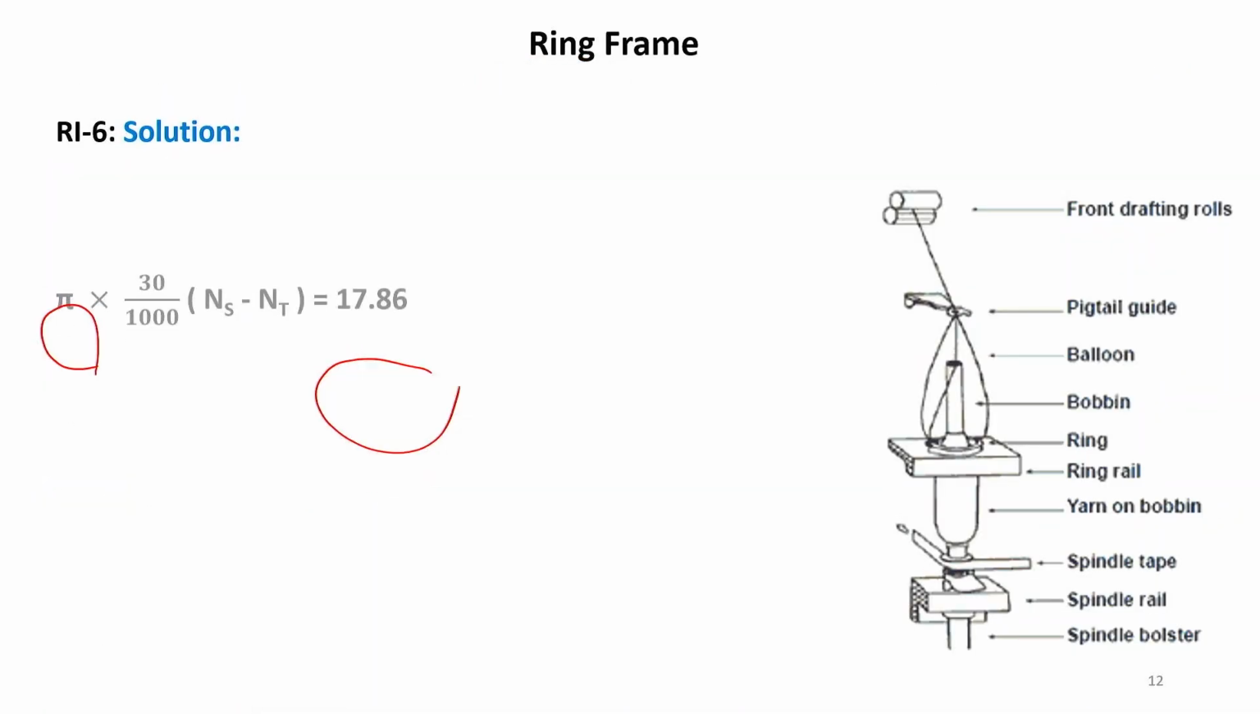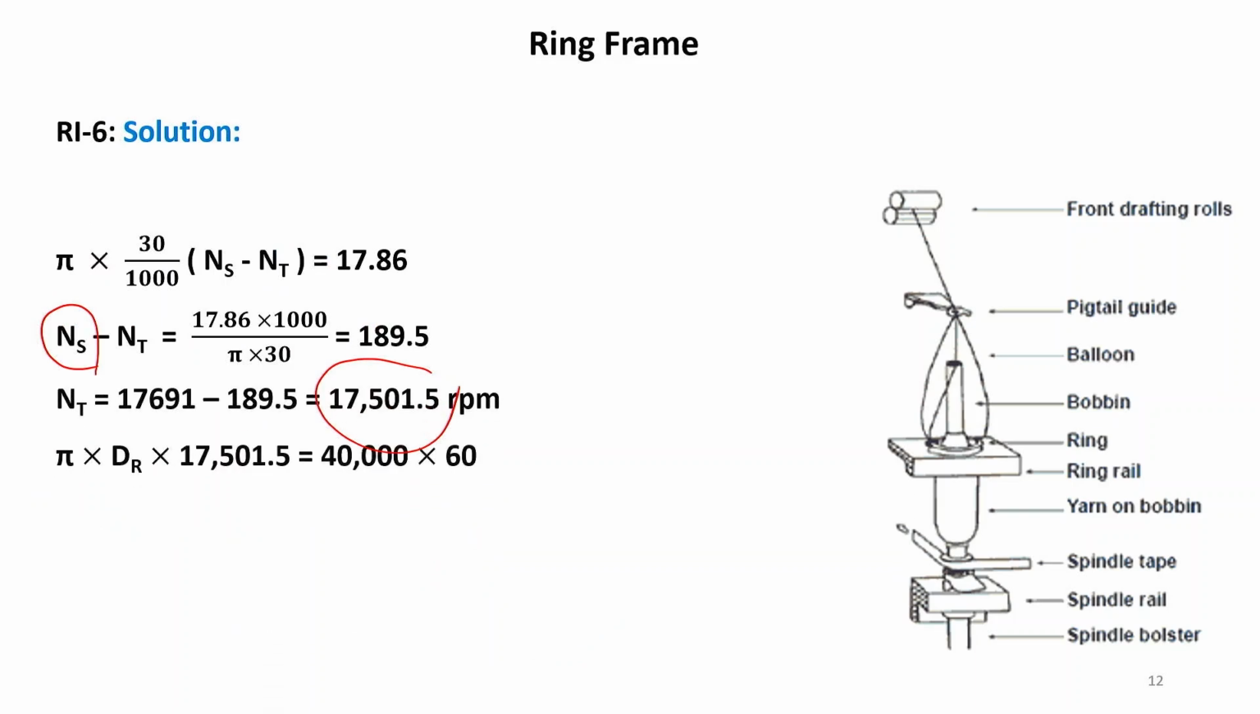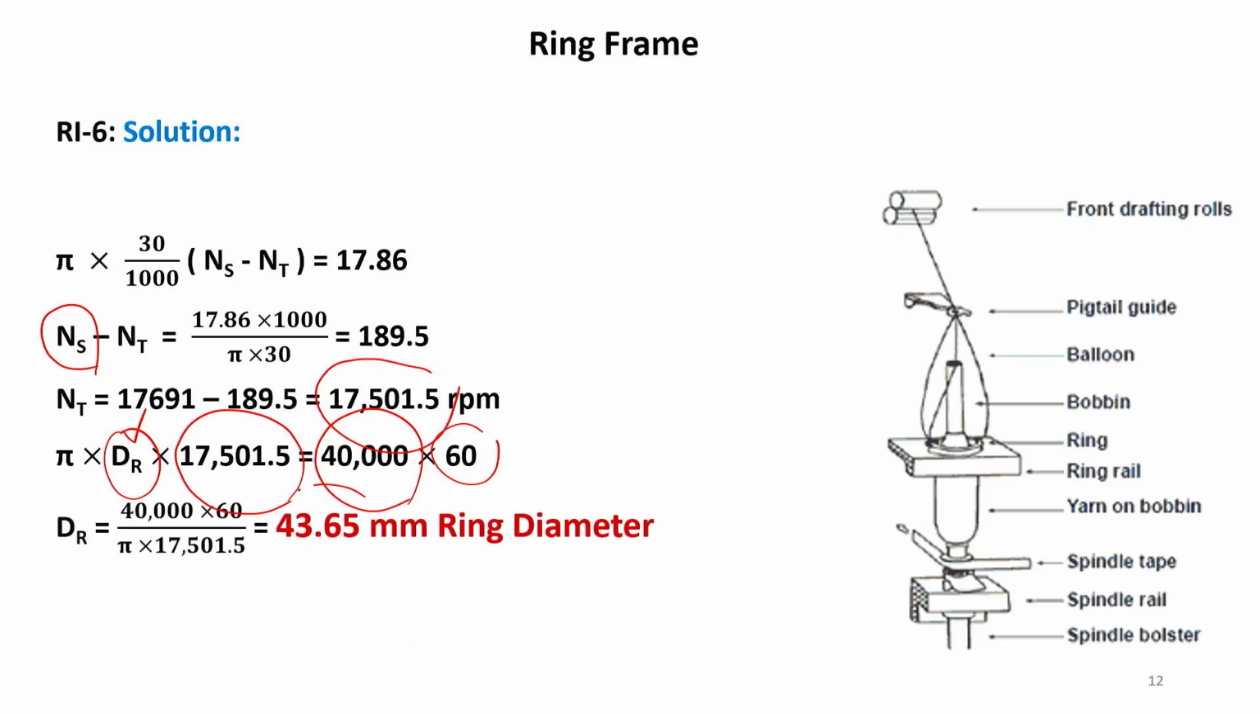we can come back here. So, the traveler surface speed will be pi dr nt, where dr is in millimeter, dr is the diameter of the ring and nt is the traveler RPM. So, pi dr nt is the traveler surface speed, which is equal to 40 meter per second, that means 40,000 multiplied by 60, millimeter per minute. So, from this equation we can easily calculate the ring diameter. Ring diameter here is effectively 43.65 millimeter.